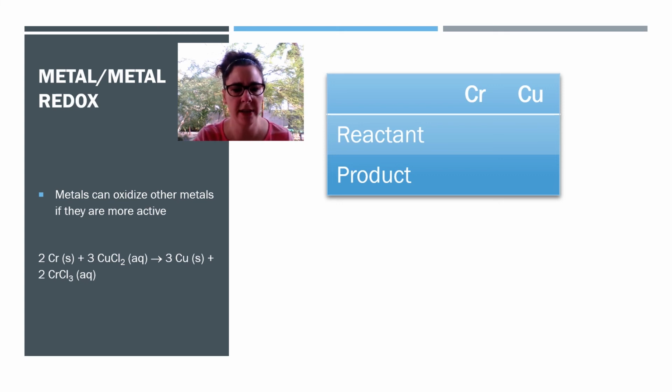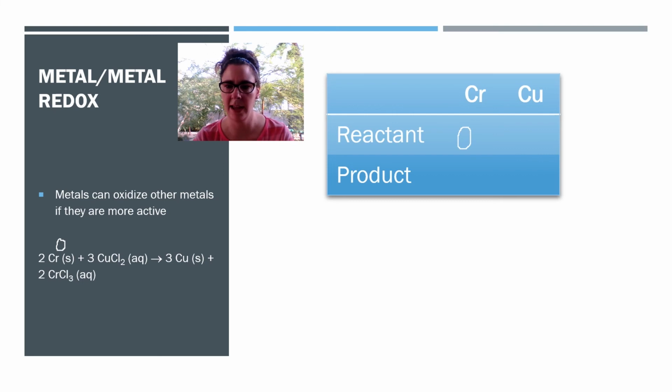Okay, so we're going to do the same process from before. We're going to track our oxidation numbers, and we're going to put them in this chart here so we can figure out which one's oxidized and which one's reduced. Okay, let's start with our chromium. Our chromium solid is a free metal, so its oxidation number is 0. So on the reactant side, chromium is 0.